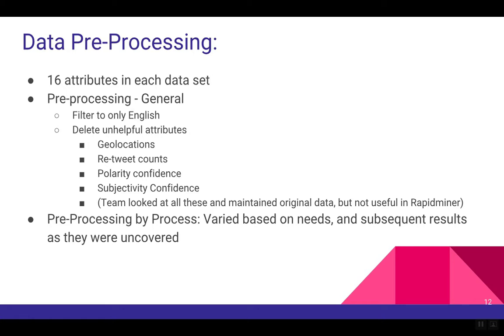Before exploring our data, we want to clean our data and make the model more efficient and increase our model accuracy. We have 2 parts of pre-processing here. Firstly is a general part. We filter our language to only English and delete some unhelpful attributes here, like the geolocations, retweet counts, polarity confidence, and extra. The second part will depend on different needs. Each team member will reprocess their data to better fit in different models here.